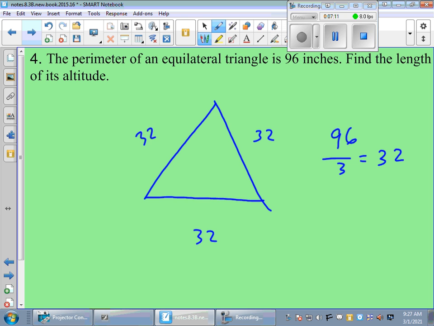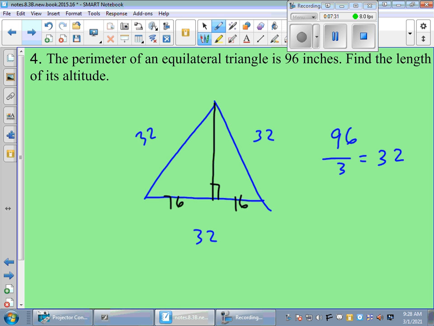It says find the length of the altitude. So you have to know what an altitude is. Altitude is from the vertex straight down with a 90-degree angle. What that also does is cut that into 2 equal parts. So the 32 now becomes 16, and this is 16.